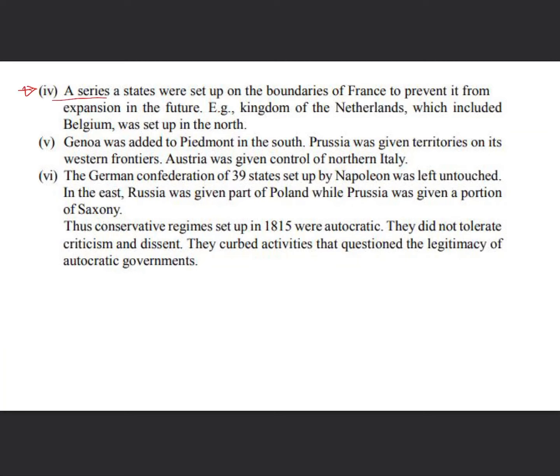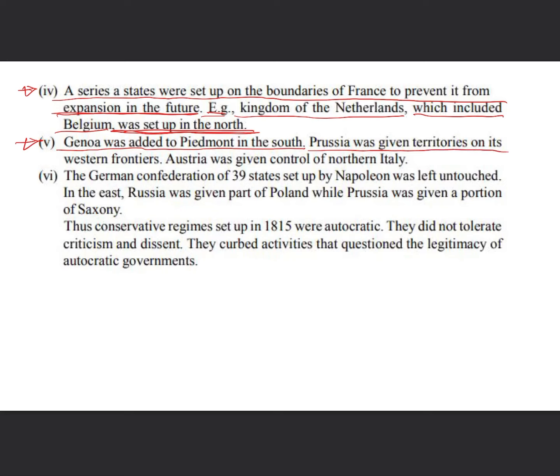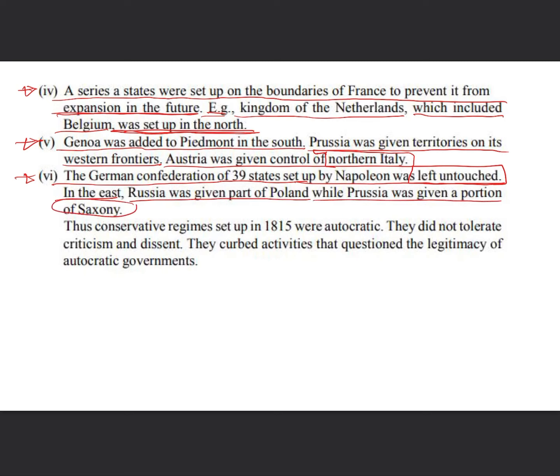Fourth, a series of states were set up on the boundaries of France to prevent it from expansion in the future. For example, the Kingdom of the Netherlands, which included Belgium, was set up in the north. Fifth, Genoa was added to Piedmont in the south. Prussia was given territories on its western frontiers. Austria was given control of northern Italy. Sixth, the German Confederation of 39 states set up by Napoleon was left untouched. In the east, Russia was given part of Poland, while Prussia was given a portion of Saxony.